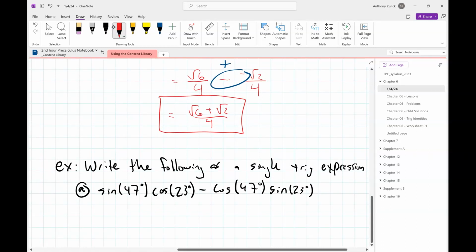So I could ask you to write something as a single trig expression. So I notice here that the 47 is repeated, and then that 23 is repeated. So if I think about that as like my x, and I think about that as my y, this is really like sine x times cosine y minus cosine x times sine y. So I'm just going to go to my identities and see, is this like the sum or difference of sine or cosine or tangent? Which one of the identities is this that's going on here?